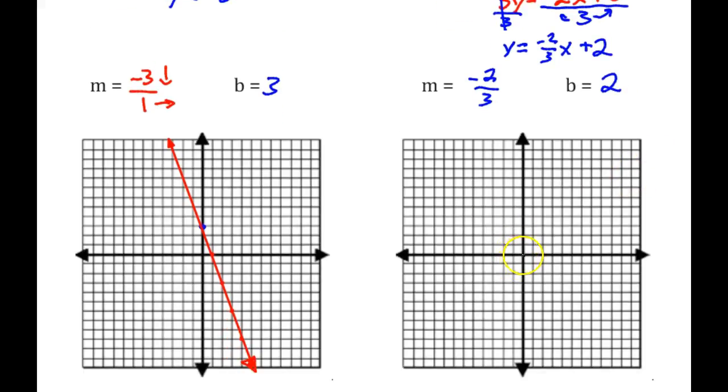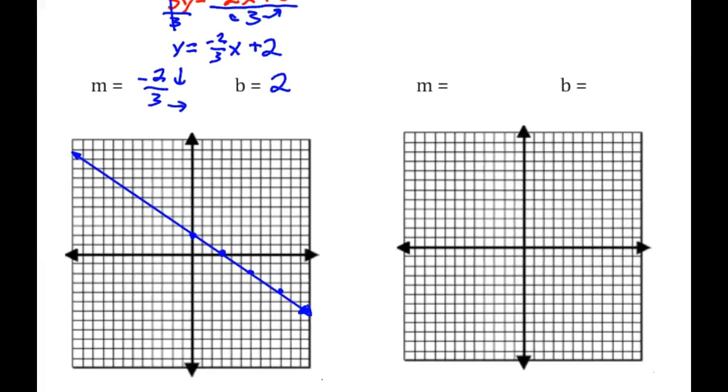Okay, so let's start at 2. And we're going to go down 2, right 3. Down 2, right 3, right on the axis. Down 2, right 3. A few more times. Take it to the edge, and then use your straight edge. Go across the entire graph. Don't just connect the dots you make. Go across the entire graph. There we go.